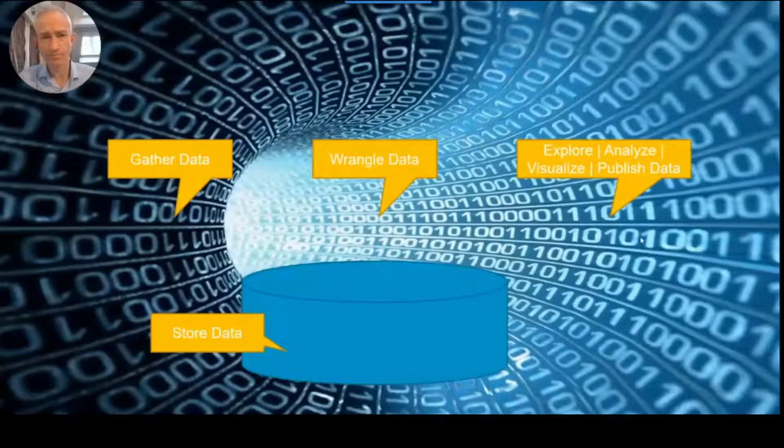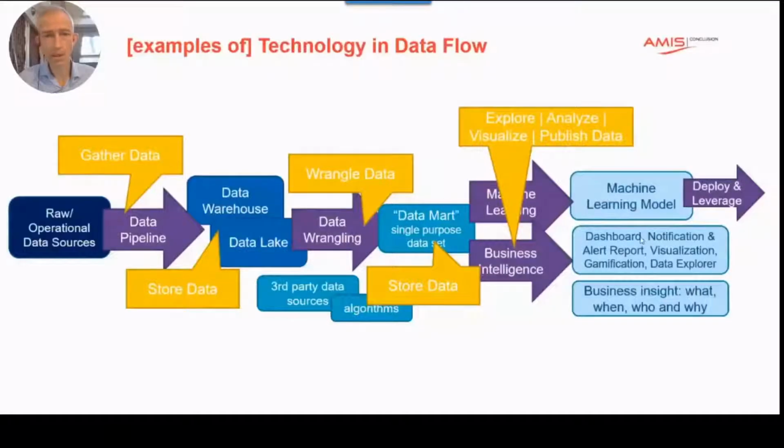Now we're going to look at some of the technologies that are available for going through this process. So here is the same flow. We go from raw data in external sources through what we sometimes call a data pipeline. We gather the data into our data lake, data warehouse, database, data store, object storage, a store for data.